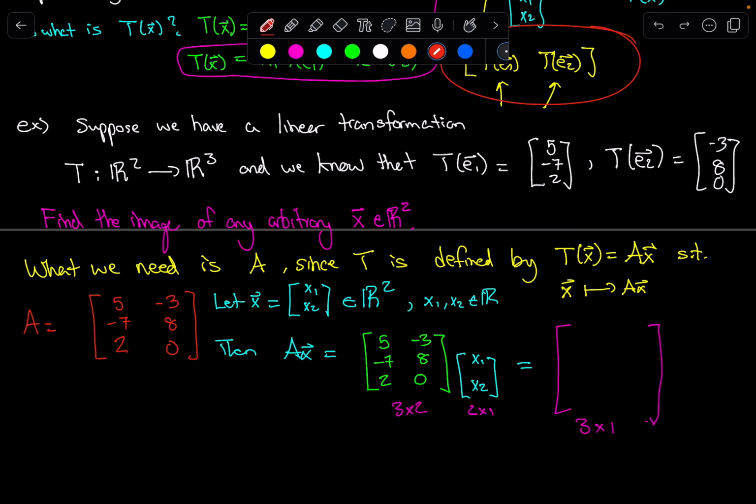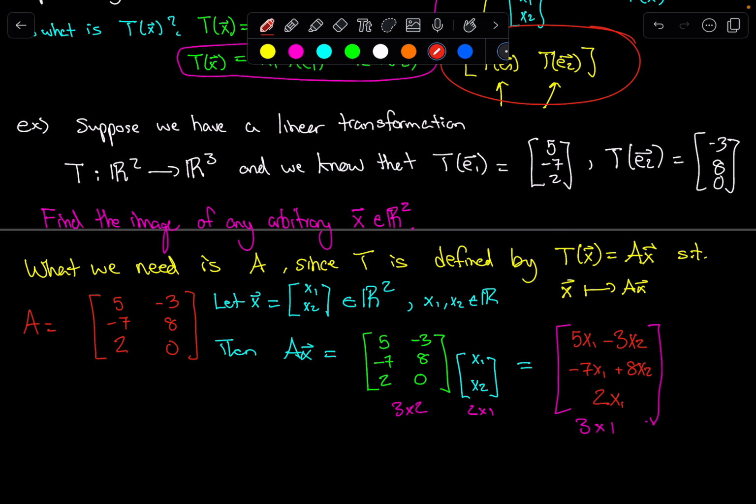Then we're just going to do row times column. For the first entry, we get 5x1 minus 3x2. For the second, we get negative 7x1 plus 8x2. And for the last one, we get 2x1 plus 0x2, so I'll just write it as 2x1. And this is it.